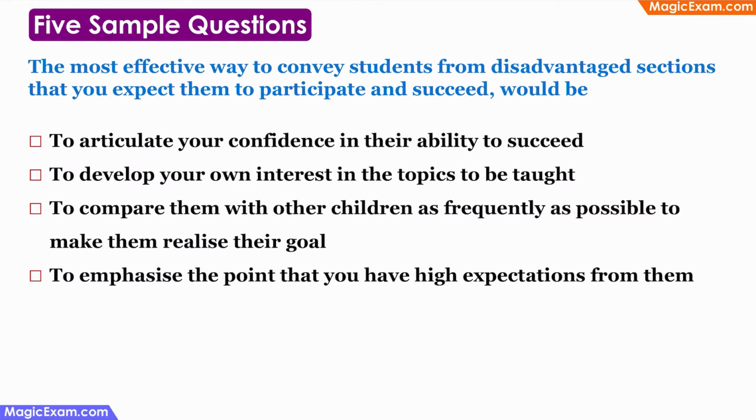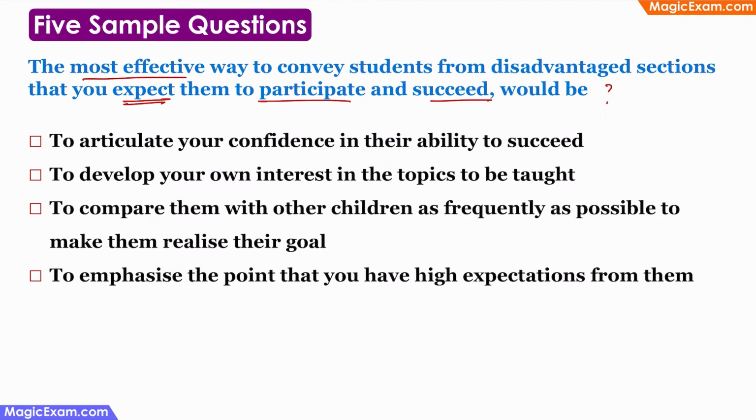Next, we will solve some questions from previous question papers. So the first question is, the most effective way to convey to students from disadvantaged sections that you expect them to participate and succeed would be which of the following? Now, suppose your teacher tells you that no, this subject is very difficult, it is not up to your level, so you'll not be able to do well in this. So then you will immediately become discouraged, right?